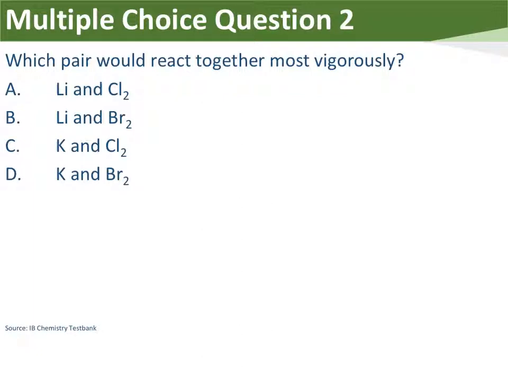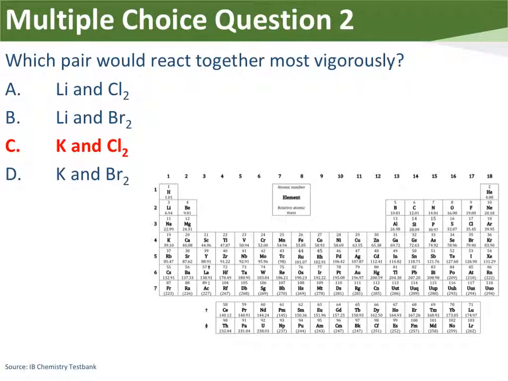The correct answer is C. So potassium is more reactive than lithium because when you move down in the alkali metals, you get more reactive. And in the halogens, we're comparing chlorine and bromine. And chlorine is more reactive than bromine because it is higher in the halogens. And that's our choice.